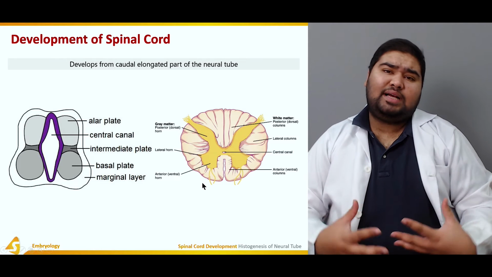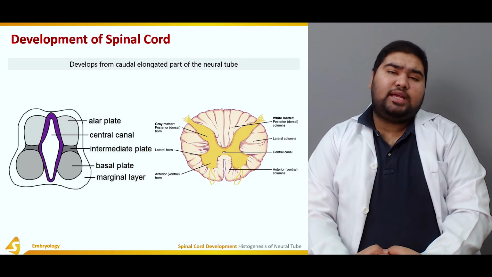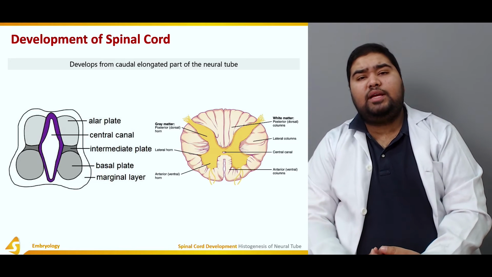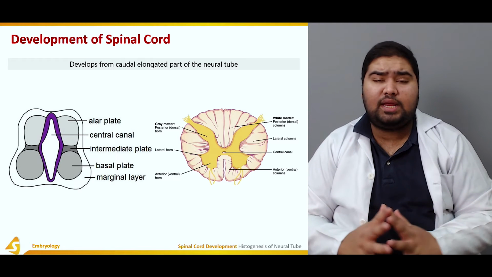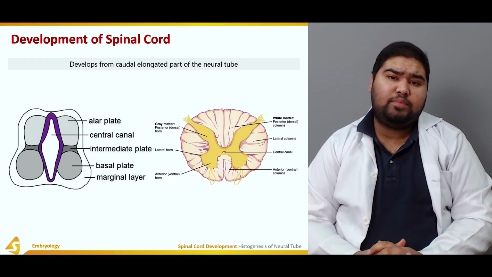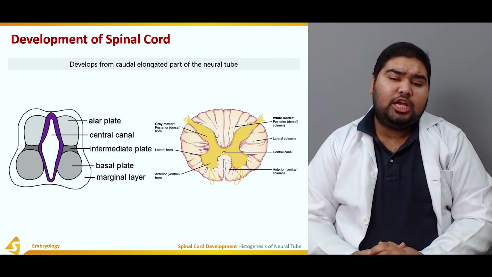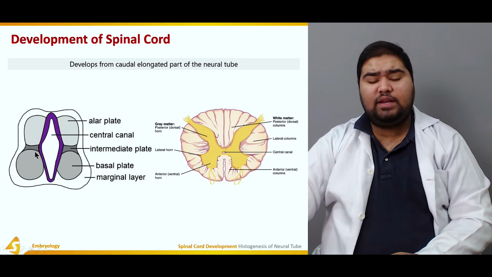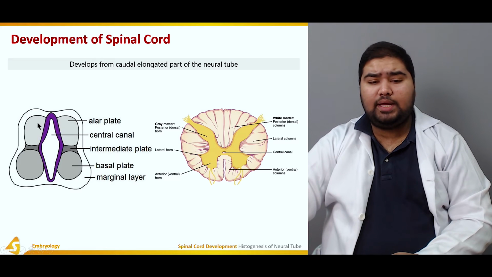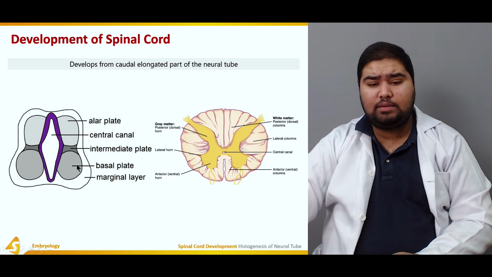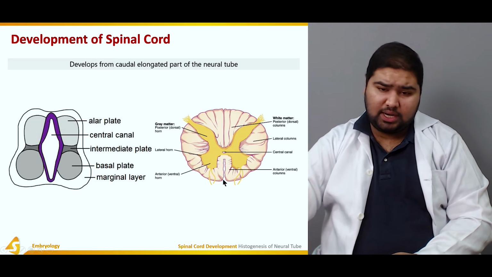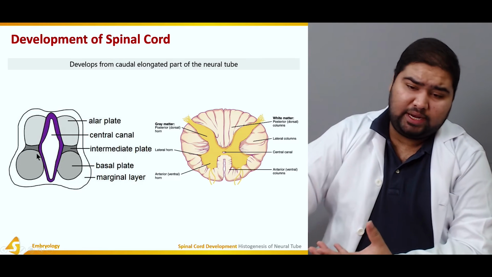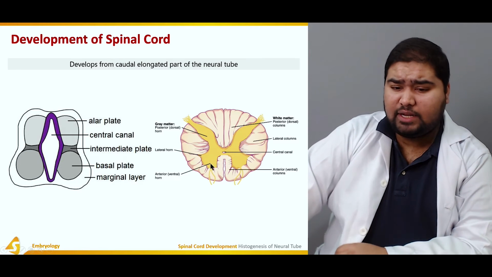The spinal cord actually develops from the caudal elongated part of the neural tube. So the neural tube, when it's formed, gives rise to a cranial enlarged part, which gives rise to the brain vesicles, and a caudal elongated part, which gives rise to the spinal cord. This is the developmental figure which shows the alar plate, the central canal, the intermediate plate, the basal plate, and the marginal layer. This is a developing spinal cord which finally develops into this structure.